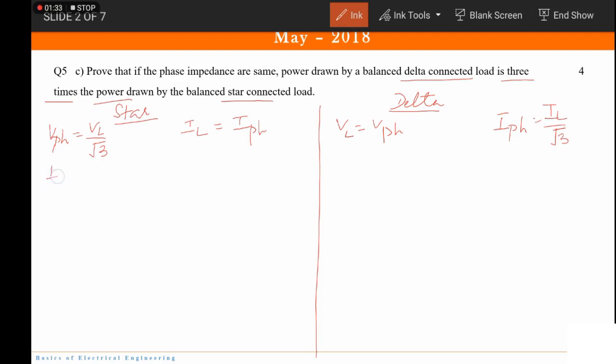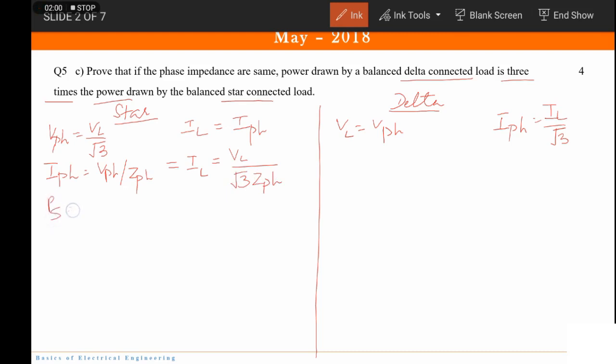Now here let us calculate the current, which will be the voltage upon the impedance, isn't it? So what will be line current? This is same as phase current, correct? So let us put the value. So it will be this.